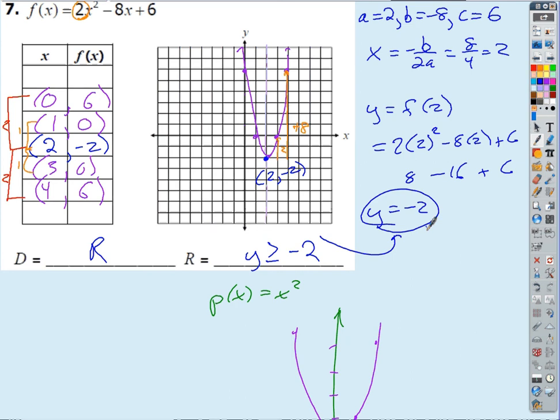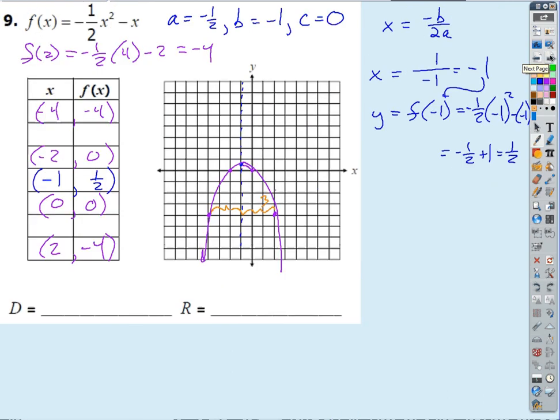Doesn't that make sense? If this function is a parabola, if it opens down, it's got a maximum, which means it's going to have a maximum y value. All the other y values are going to be less than or equal to that, right? If it opens up, it's got a minimum y value. All the other y values are greater than or equal to that. It works that way every time.